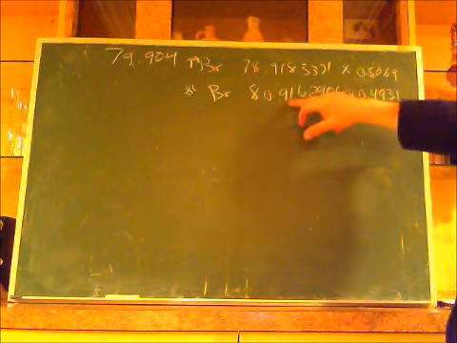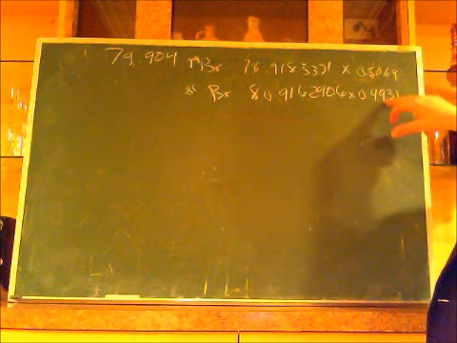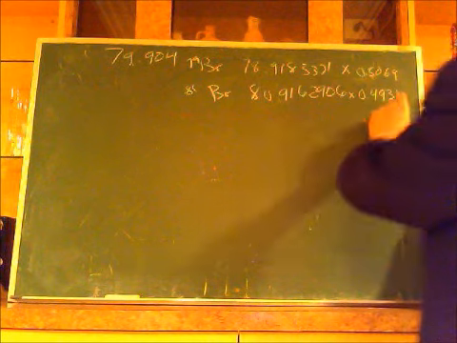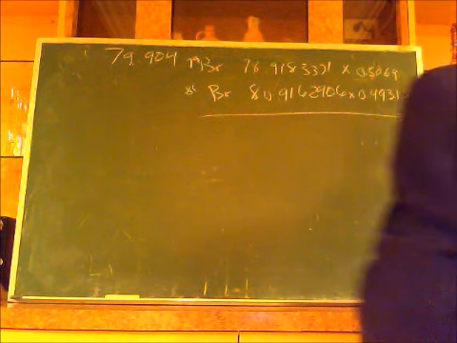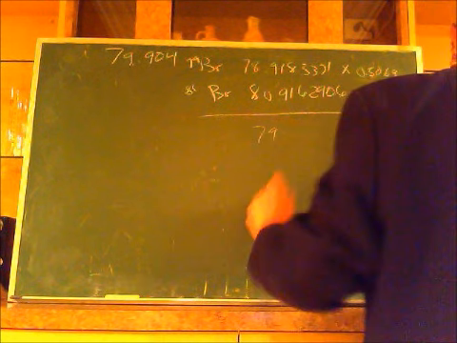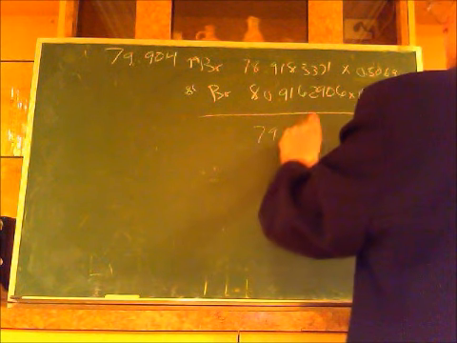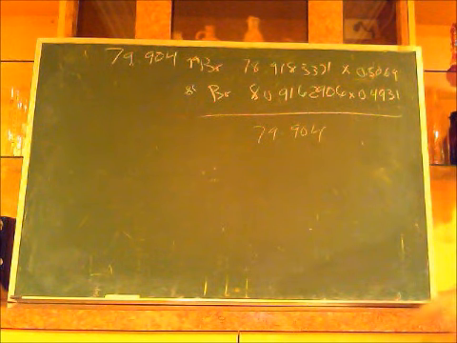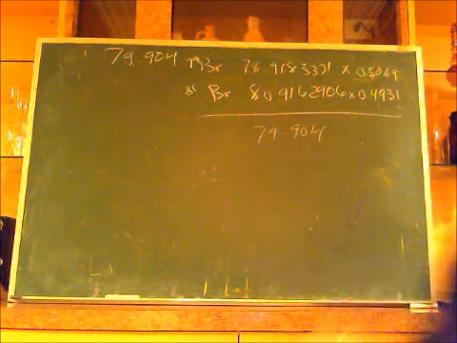So if we multiply this number times 0.4931 and this number times 0.5069, and then sum both of those up, we're actually going to get 79. I'll leave you to do the math. I don't want to really take a lot of time with that, but you'll actually get 79.904. And there's another example given in your book. So that's really all I wanted to say about that, but you should know how to do that.